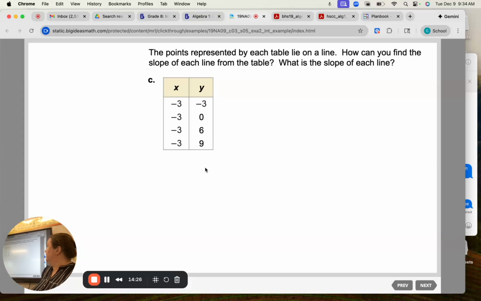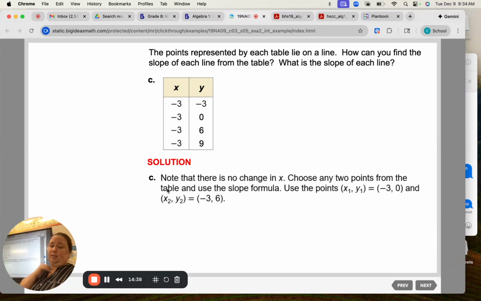Example C. First of all, what are you looking at? What do you notice? They're all on the X. So they're all on the X line. So what kind of line is that going to be? Vertical. Vertical line. However, let's do the algebra here. So they chose negative 3, 0, and negative 3, 6. So we're going to have 6 minus 0 over negative 3 minus a negative 3.